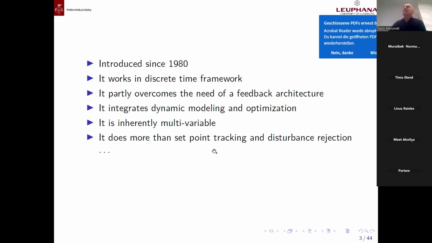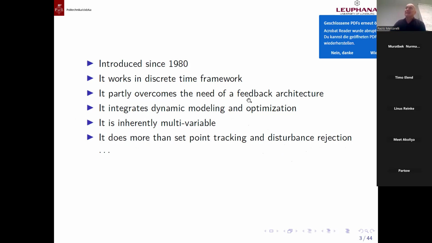Okay, as I told you, the method integrates dynamical modeling and optimization, and can be applied for multivariable systems. And very important, disturbance reaction. We will see today a little bit about that. I don't know if I will simulate it, it could be. But in any case, it is possible to really reject disturbances, indirectly but also directly. Probably two words about this.